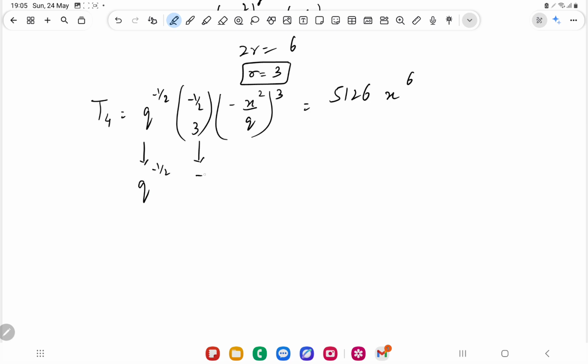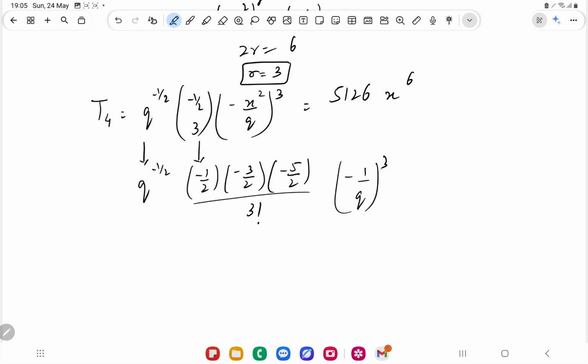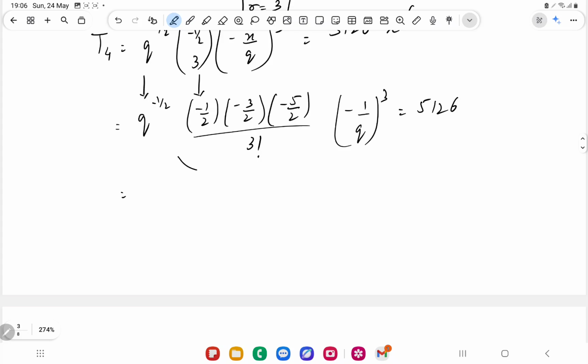Now on solving this, I can apply the nCr formula. So I will get n minus 1 as minus 3 by 2, n minus 2 is minus 5 by 2, divided by 3 factorial, and I have x to the power 6 cancelled. So minus 1 upon q whole cube. So that should be equal to this. Now I have to again solve this. If you solve this entire thing, you will get minus 5 by 16.